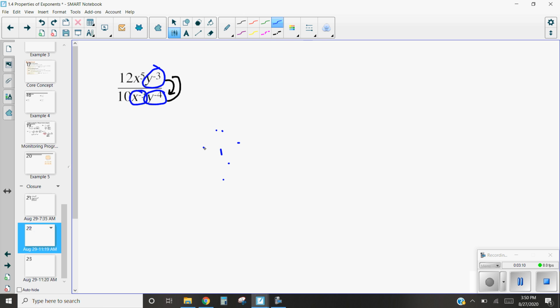After I shift those, what I'm going to end up getting here is going to look totally different. I'm going to end up getting 12x to the 5th. This x to the 3rd comes up, so we get an x to the 3rd. I get a y to the 4th over my 10 y to the 3rd. Okay, now I need to simplify this.